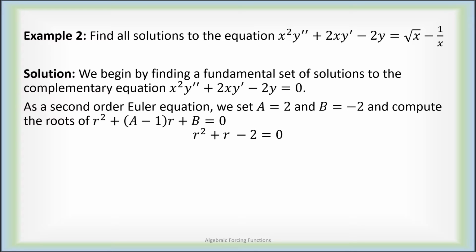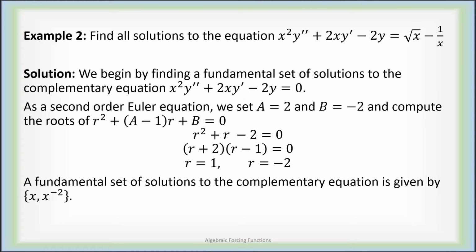So that's just r squared plus r minus 2 equals 0. Factors very nicely as r plus 2 and r minus 1. So it has two roots, 1 and negative 2. So a fundamental set of solutions is given by x to the first and x to the minus second.